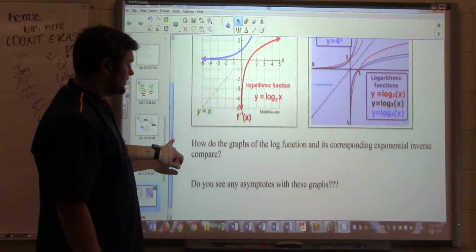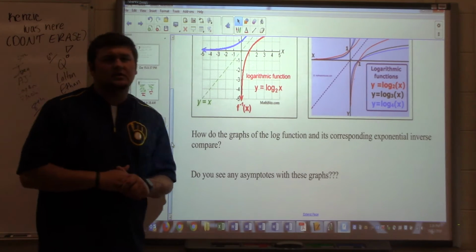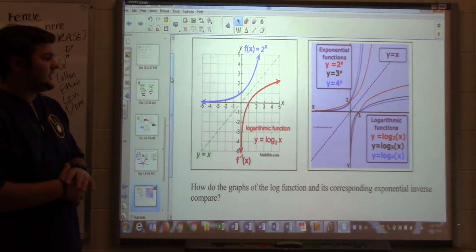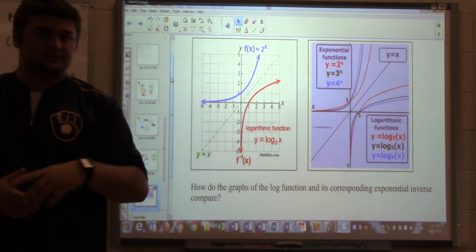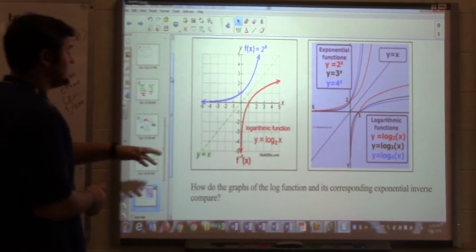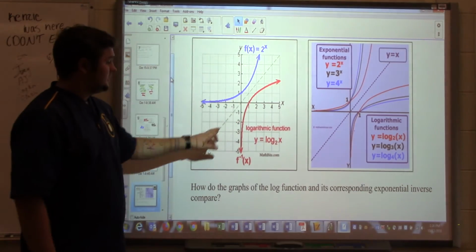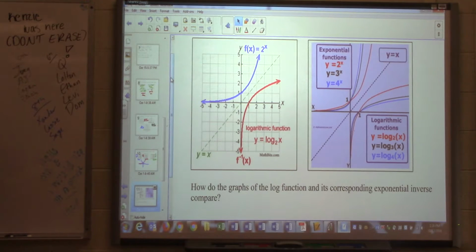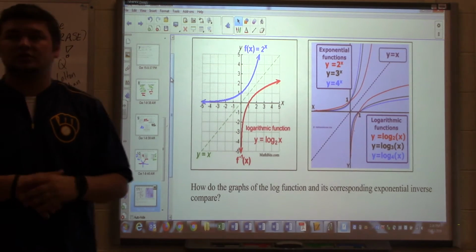Now, talking about asymptotes again. Do you see any on these graphs? Grace? It's y equals x. Y equals x. That's one asymptote. That's awesome. There's two more. Now, they're for different graphs, but there are two more.